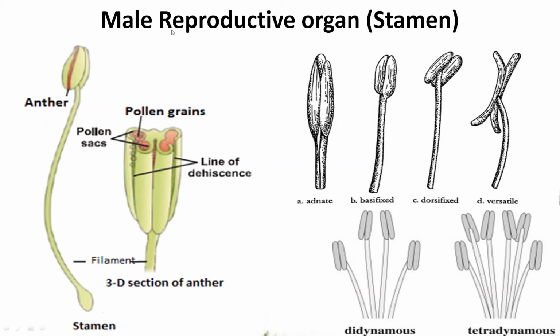Now this male reproductive organ or the stamen can be of four types. This is adnate, this is basifixed, this is dorsifixed, and versatile. Now what are they? These are the four types showing the attachment of the anther with its filament. So adnate, what is adnate? The filament or the connective. See, this is the filament, this is the filament, and this is the connective.